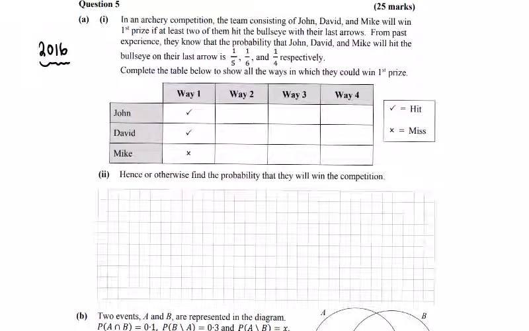2016 probability gives us this archery competition question. They'll win first prize if at least 2 of them hit the bullseye. We're given the probabilities of them hitting the bullseye, and we're given this table where one of the options is filled in for us. John and David have hit the bullseye.